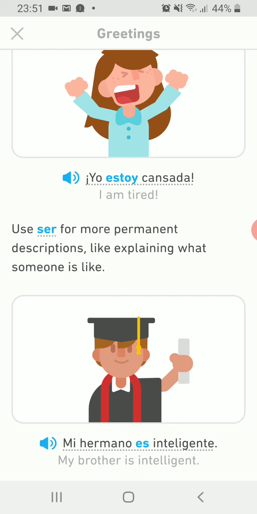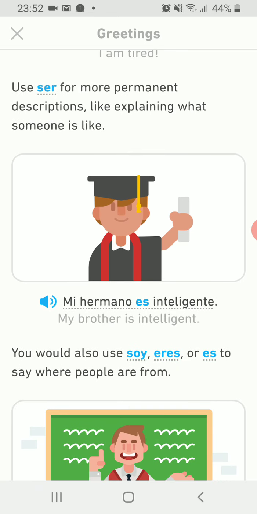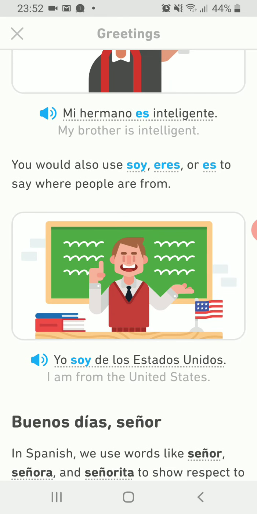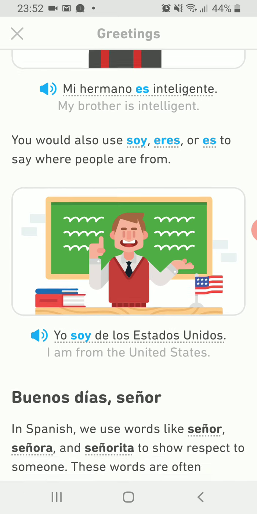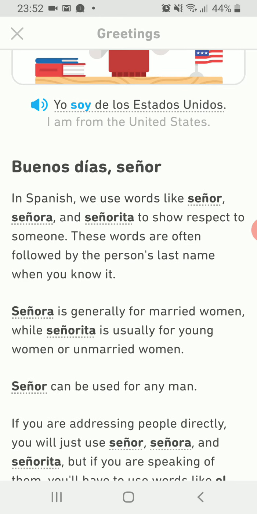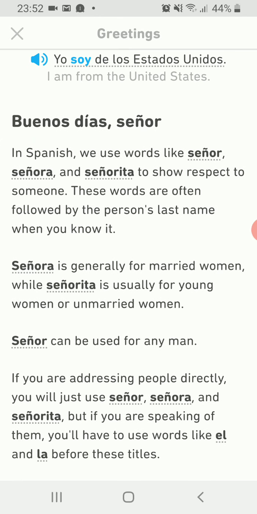Use ser for more permanent descriptions, like explaining someone's characteristics or giving the description of someone. Yeah, describing the traits of someone. Mi hermano es inteligente. My brother is intelligent. You should also use soy, eres, or es to say where people are from. So yo soy de los Estados Unidos. I am from the United States. And buenos días, señor. In Spanish, we use words like señor, señora, señorita. Señor means Mr., señora means Mrs., and señorita means Miss.